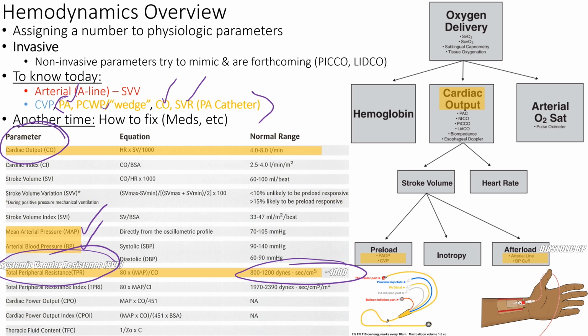You can get stroke work index and all of the fancy stuff. All right, and then A-line is A-line, like I mentioned. And A-line, you can get what's called stroke volume variance or pulse pressure variance, PPV, as well. And these guys are also a way to assess someone's volume status, but the stars have to align. They have to be on volume control.